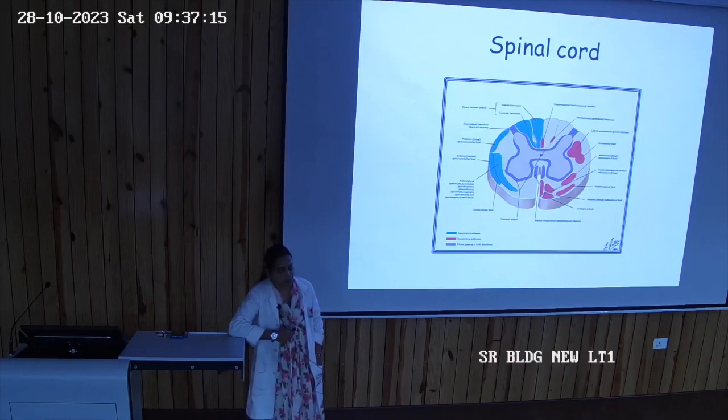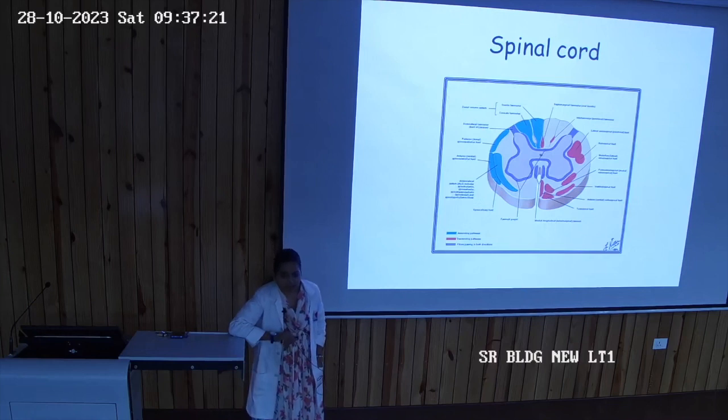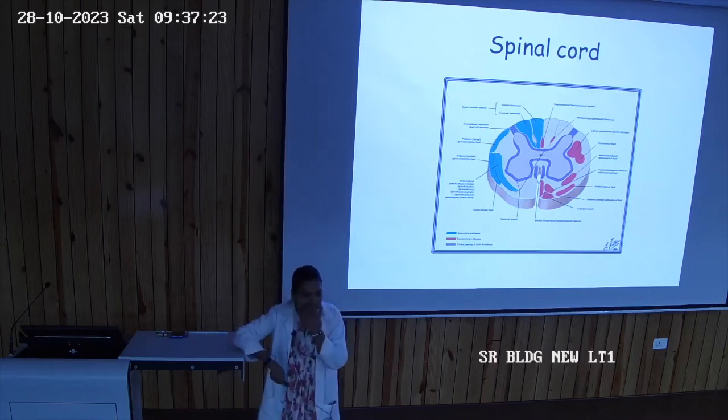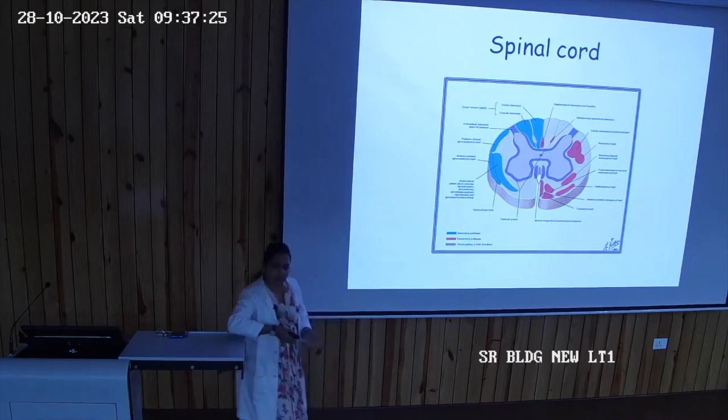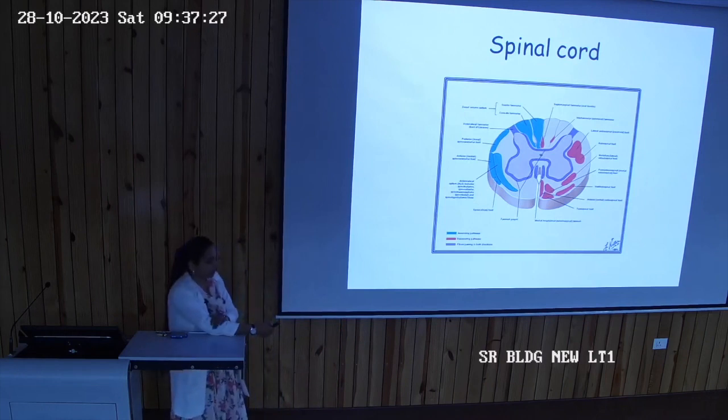So we have H-shaped gray matter surrounded by white matter. Now what is present in the white matter? White matter consists of myelinated axon fibers. Now what are the parts of this white matter? This is the anterior funiculus. On the lateral side we have the lateral funiculus, and posteriorly we have the posterior funiculus.